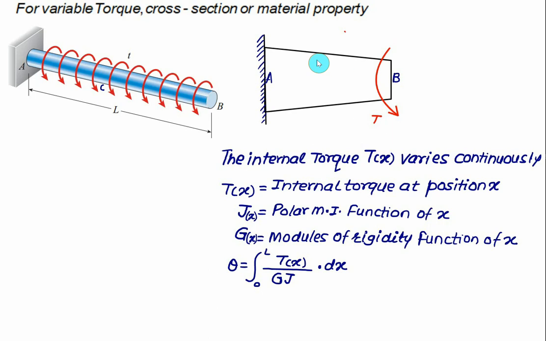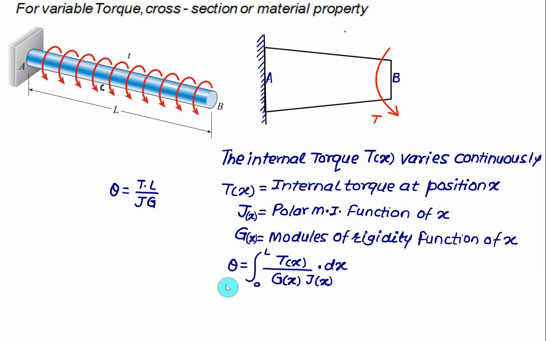Or in the case of the non-uniform cross section, we can claim here the polar moment of inertia is variable and is a function of x. At the same time, if the material property is also variable, then we'll say the modulus of rigidity G is a function of x. And if all these are functions of x, since we know the value of theta is given as T multiplied by L divided by J divided by G, the total twist angle can be computed by the method of integration.